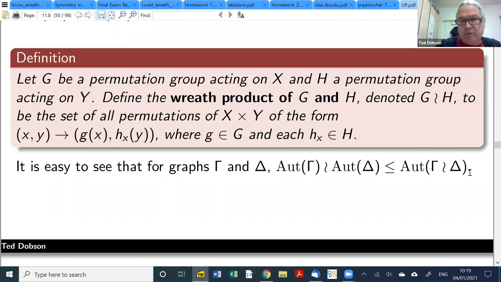Anyway, what he says is, it's easy to see that if you have graphs gamma and delta, then the wreath product of the automorphism groups is contained in the automorphism group of the wreath product. That's what Harary was after, with equality here. And that problem was sorted out by Sabidussi pretty quickly.